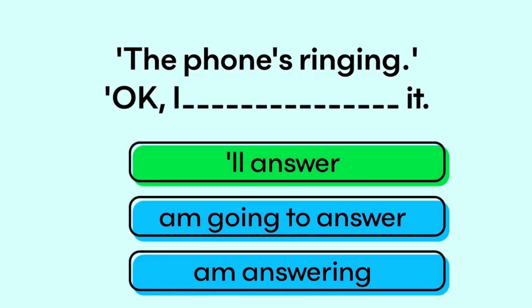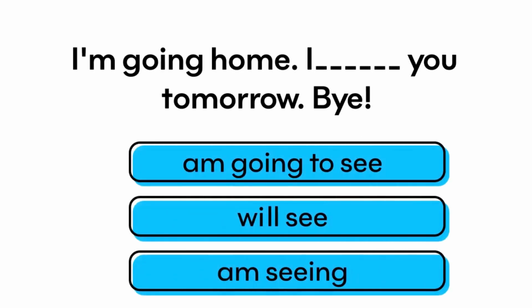Question number 12. The phone is ringing. Okay, I blank. How would you say that you're going to answer that phone? I will answer it. I'm going to answer. I am answering. So this one is quite easy. You need to remember all the constructions that we saw. Of course, it will be I will answer it.